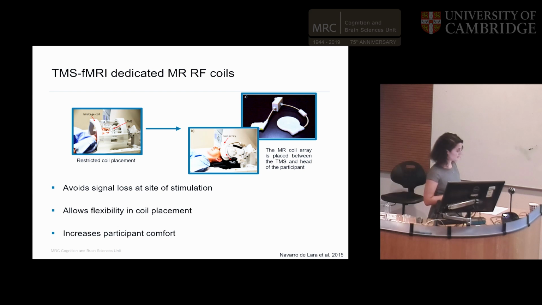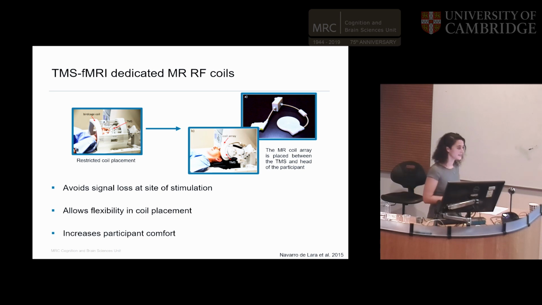However, with the new coils that we're getting in, that we purchased, these are dedicated to TMS-MRI. And this means that the MR coil with this new set is placed in between the TMS coil and the participant's head. So we avoid signal loss at the site of stimulation. It also allows us to increase the flexibility of where we put the coil. As you can see in the old setup, it leads to some error because you have to kind of tilt the coil, etc., to get it into position. Hopefully also it increases participant comfort.